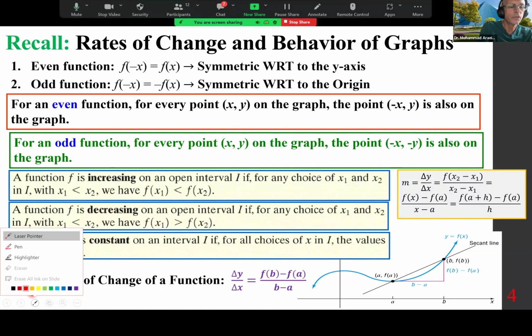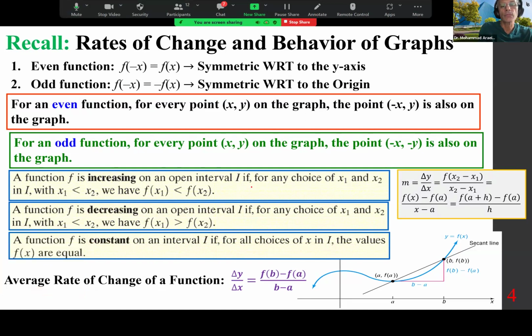The short version of increasing, decreasing is that basically in the case of increasing, when x gets larger, so does y. In the case of decreasing, when x gets larger, y gets smaller. That's as simple as it gets.